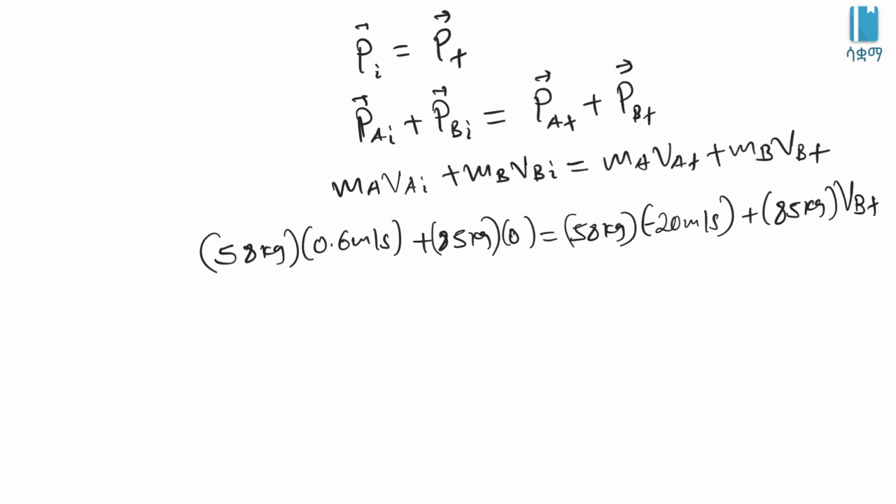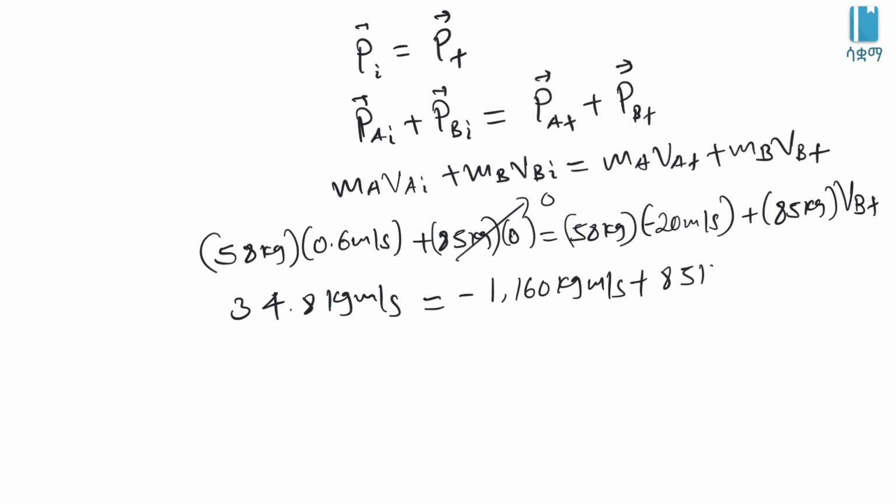0.6 gives 34.8 kilogram meter per second. So plus this term, which is 0, so in short it equals 58 times negative 20, negative 1160 kilogram meter per second, plus 85 kilogram times vb final. So what we do is just transpose.